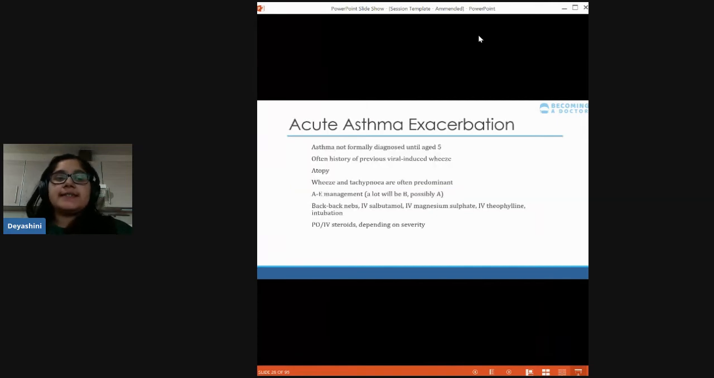Right, so asthma, like I said earlier, is not formally diagnosed until the age of 5, and often children who end up being diagnosed with asthma do have a history of viral-induced wheeze. Atopy, so we're thinking about the child who also has eczema, hay fever, food allergies, possibly nasal polyps. I don't know if you guys have heard of Samter's triad, I think it's asthma, nasal polyps, allergic rhinitis, so hay fever basically.